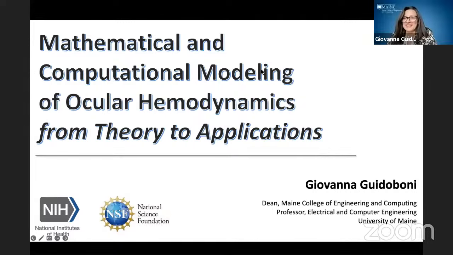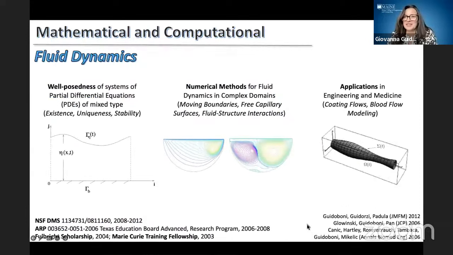Thank you, Paul, for the nice introduction, and thank you for the opportunity to showcase the work that our group has been doing for the last decade in the field of mathematical and computational ophthalmology. So I have been very interested in fluid dynamics since I was in my studies in engineering. And so through my master thesis, my PhD thesis, and my postdoctoral work, I was looking at various aspects of fluid flowing in complex domains, for example, involving fluid structure interactions or free capillary surfaces.